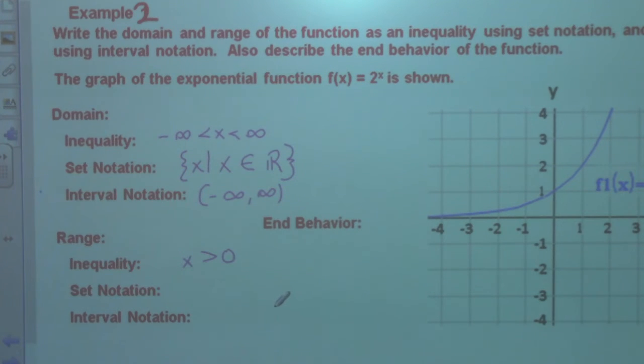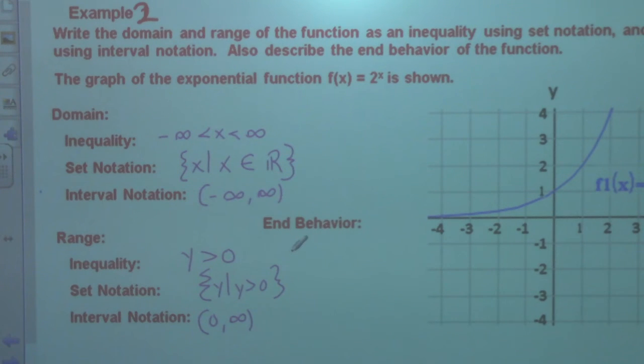Oh, who said that? Oh, very good. Good call. You should get a star. Y is greater than 0, right? Thank you. Okay, set notation: y such that y is greater than 0. Finally, interval notation. There it is.